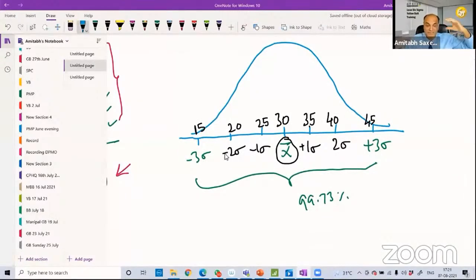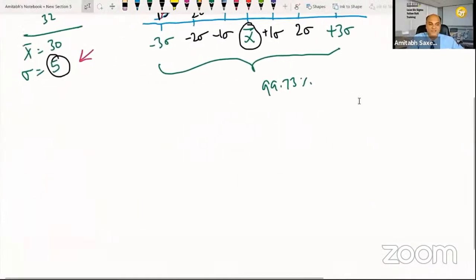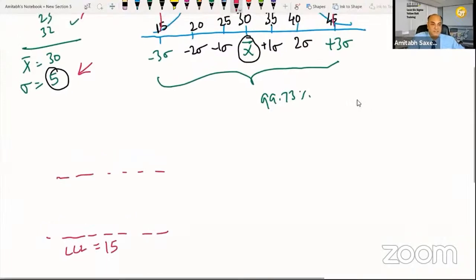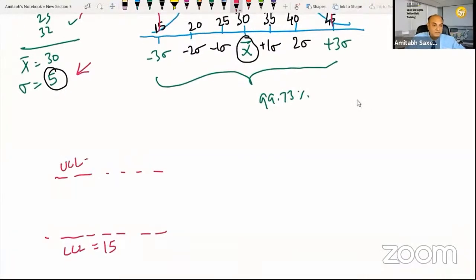What are 15 and 45 minutes? In my travelling time, I'm going to take between 15 to 45 minutes. This I call the lower control limit, and this I call the upper control limit. LCL and UCL. Remember those words: control limits. Every process has control limits. So what is the control limit of my travelling time to my office? It is 15 minutes to 45 minutes.